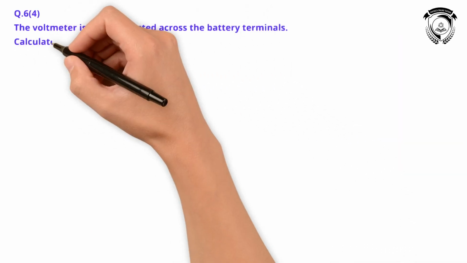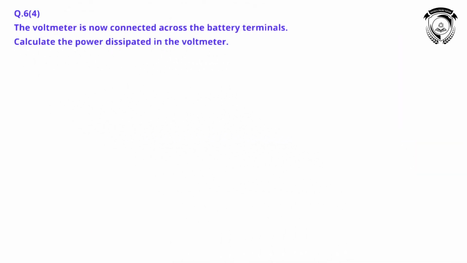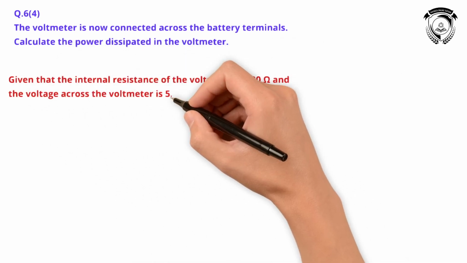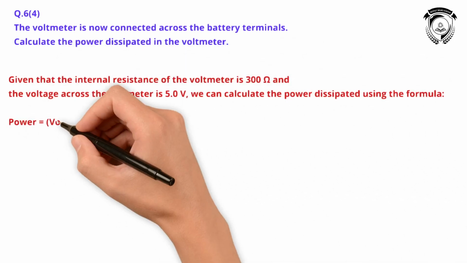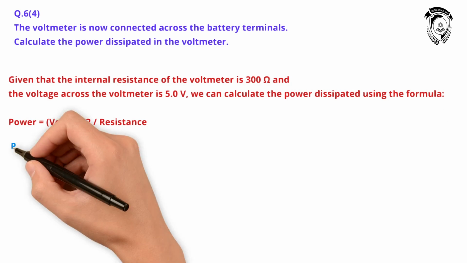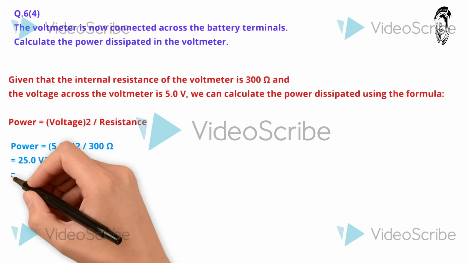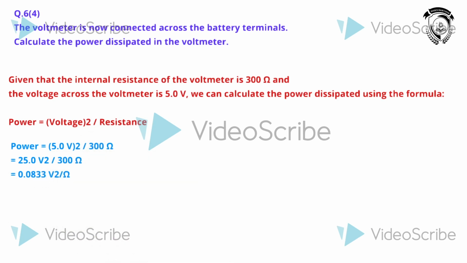Question 6.4. The voltmeter is connected across the battery terminals. You have to calculate the power dissipated in the voltmeter. Internal resistance of the voltmeter is 300 ohms and the voltage across the voltmeter is 5 volts. You can use this formula, power is equal to V squared over R.